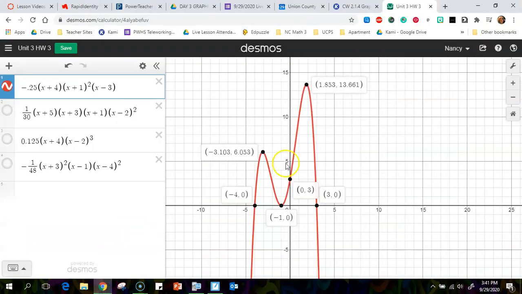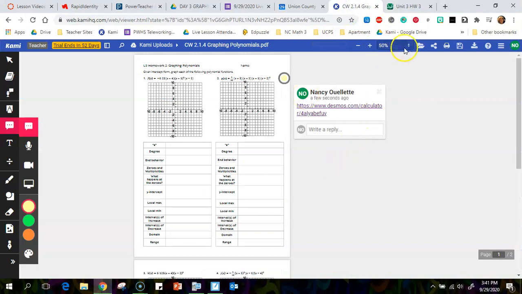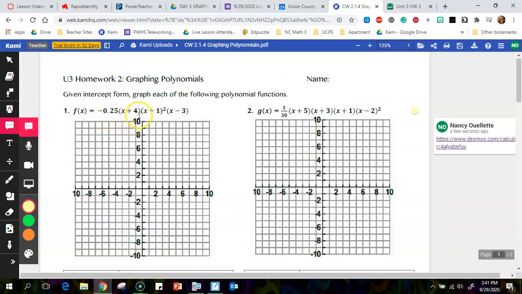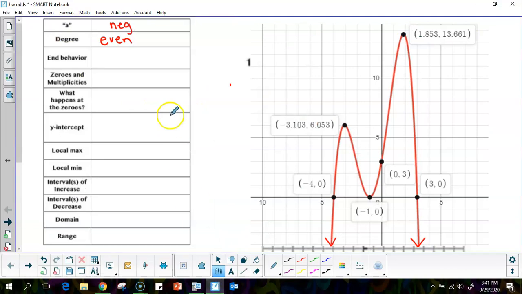If I go back over to my PDF and I look at my equation, I can see that the degree is 2 plus 1 plus 1. So that's going to be 4. So I know it's even, it's a 4. The 4 doesn't even matter as much as the even or odd.